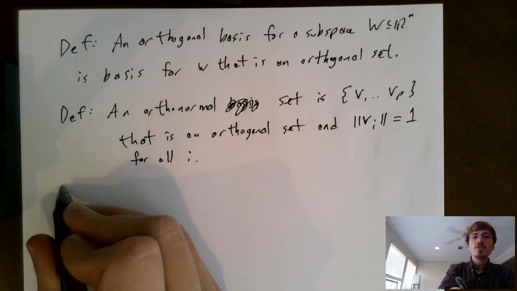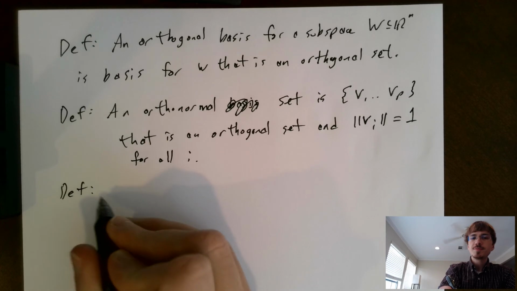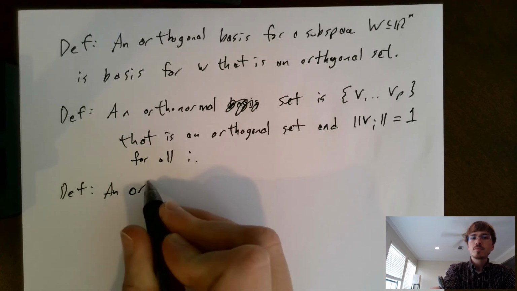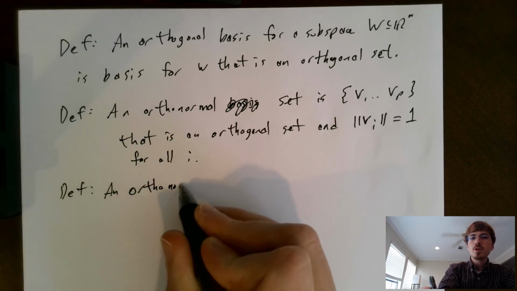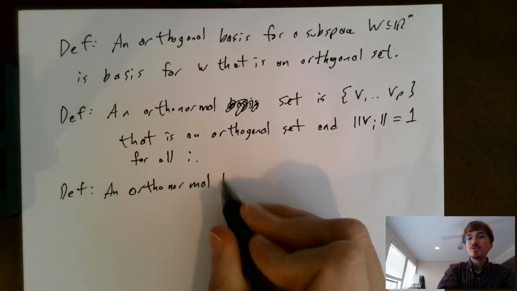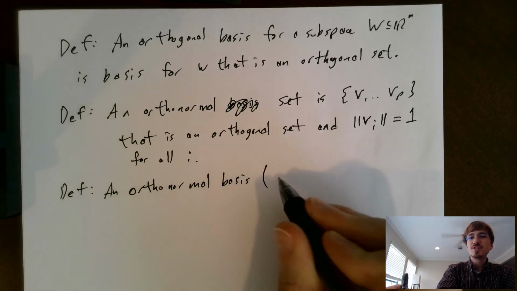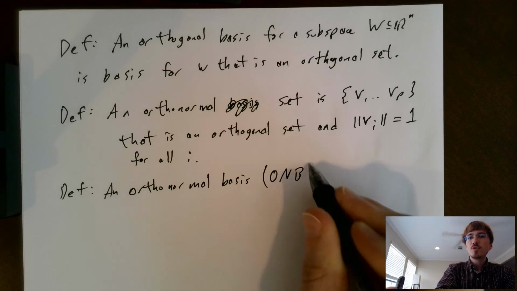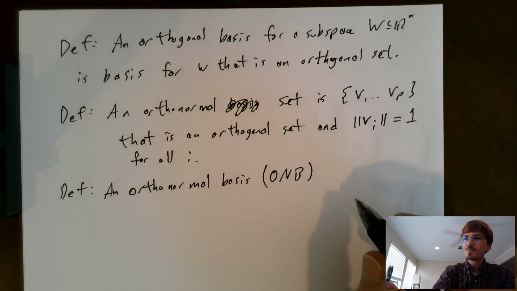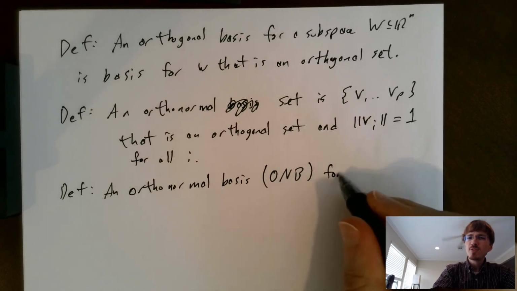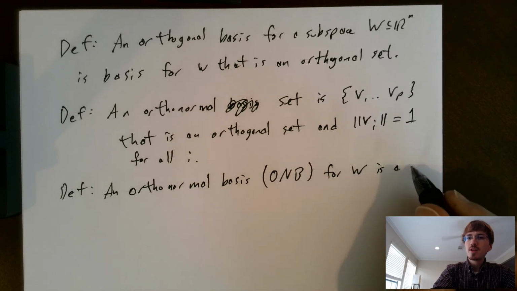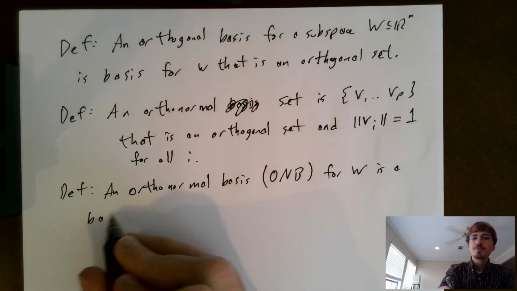So the big kahuna, the one that we're after, is an orthonormal basis. And we even have a symbol for this. Most of the time you'll just see ONB for an orthonormal basis, and this is used for a subspace W is a basis of W.